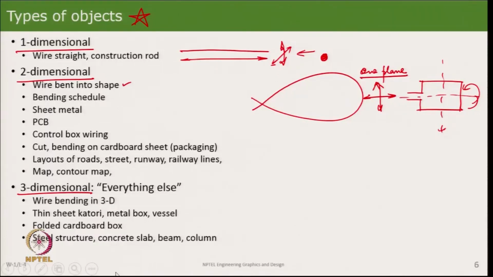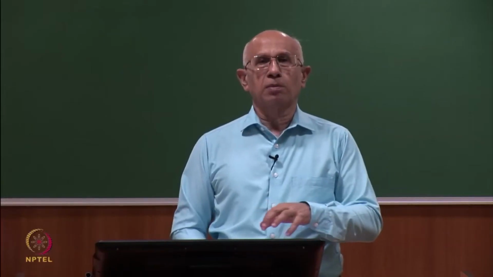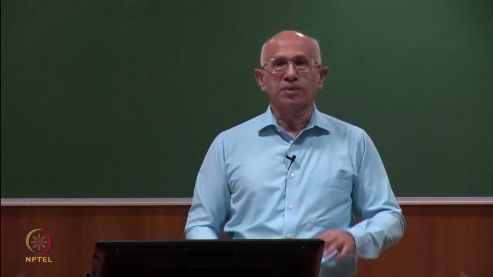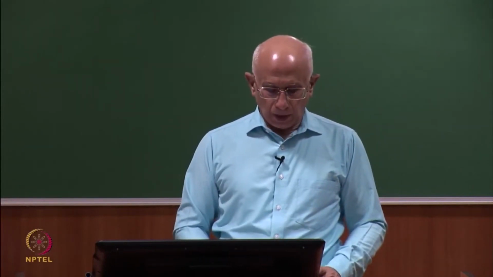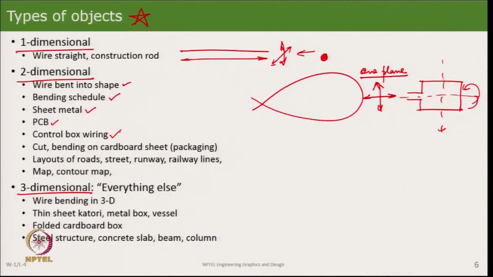Lots of those bars have to be cut and made into various shapes, and that is known in construction as the bending schedule. Most sheet metal parts could be 2D. Then there is the printed circuit board. If you have seen the PCB, you will see everything is in one plane, the way the board is made. Once you have put the items on it, then it becomes three dimensional. The wiring inside a control panel, you can see all the wires go along certain walls, and it makes a 2D type of an image.